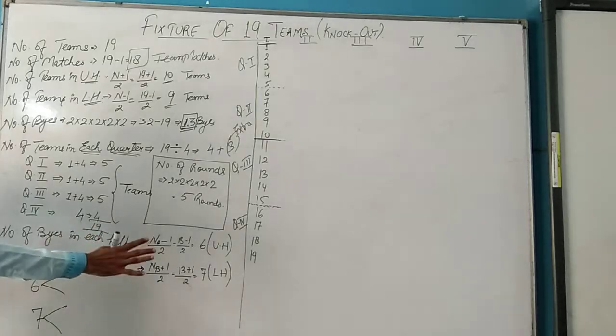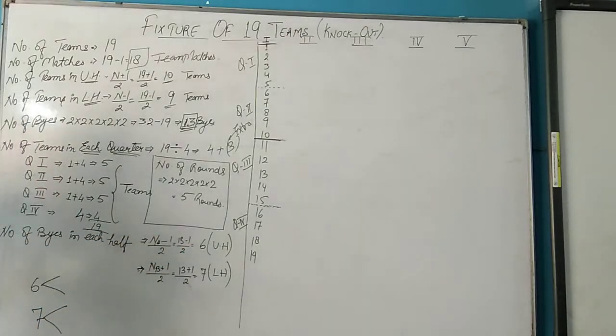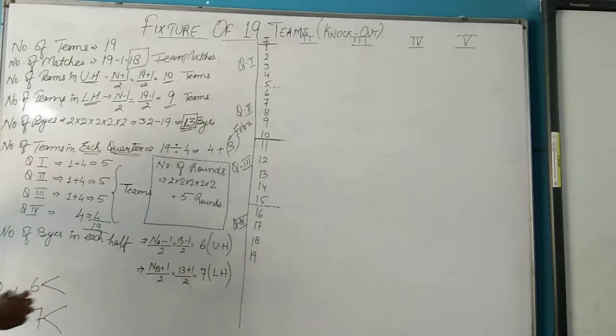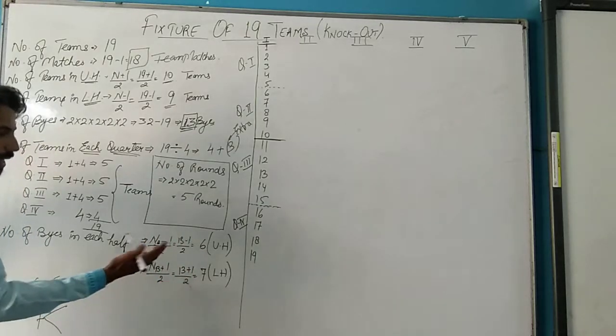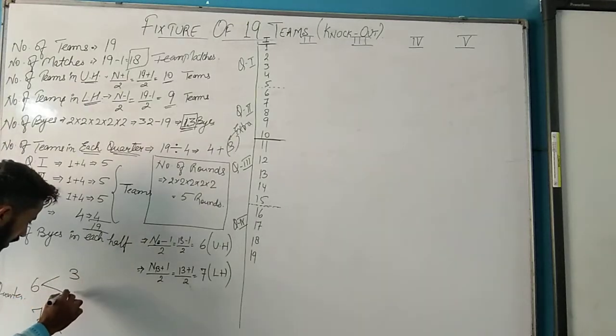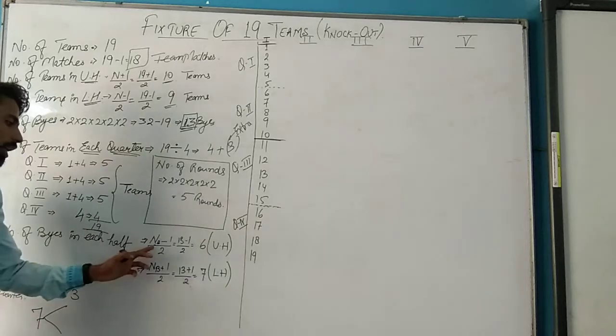So now the same formula will be applied for the number of byes in each quarter. So this is the format for the quarter. Now what you have to do, 6, that is the number of byes. So 6 is an even number, so it will be divided equally, means 3 will be in upper half and 3 will be in lower half. No formula needs to be applied in this case.